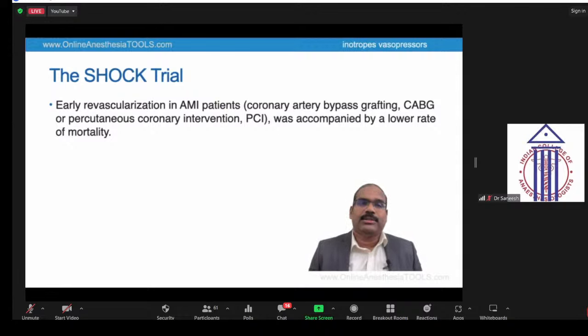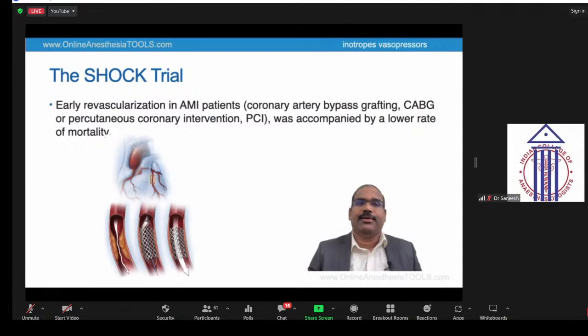Remember, in the SHOCK trial, one of the most popular trials regarding cardiogenic shock, they suggested that early revascularization in acute myocardial infarction patients, like CABG or percutaneous coronary intervention, was accompanied by a lower rate of mortality when compared to initial medical stabilization. So this is the reason why revascularization is considered the definitive treatment of patients with shock after acute MI.